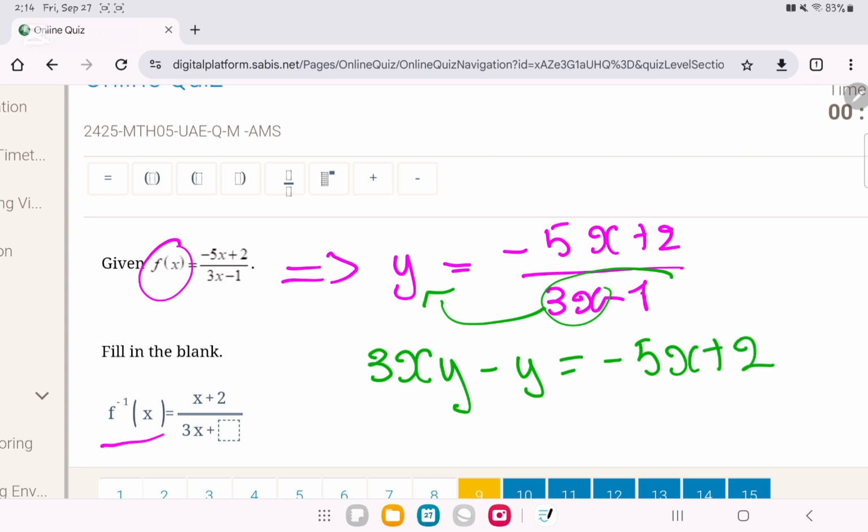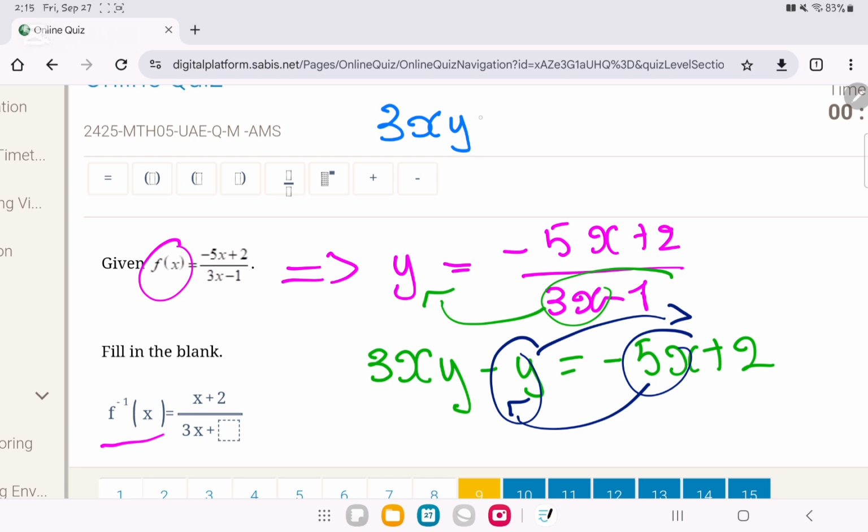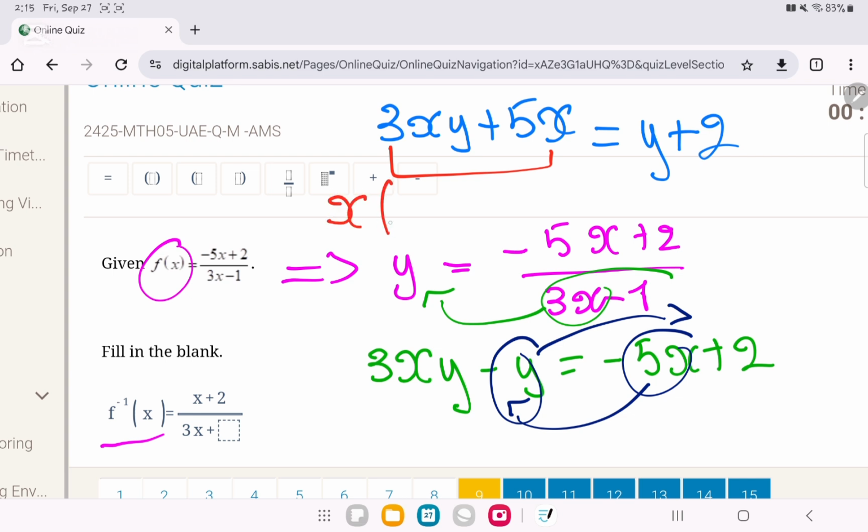Now what do we need? All of the terms that have x in them, we're gonna put them on one side. So we're gonna bring y over here and we're gonna bring -5x over here. So now what do we have? We have 3xy, minus becomes plus, so plus 5x, is equal to y plus 2. Now, we take the x as a common factor. So it is now x times (3y plus 5) is equal to y plus 2.